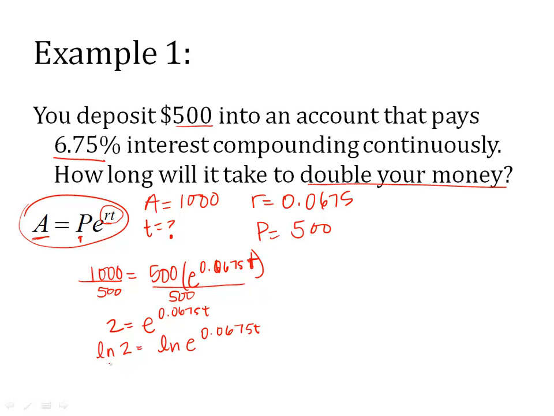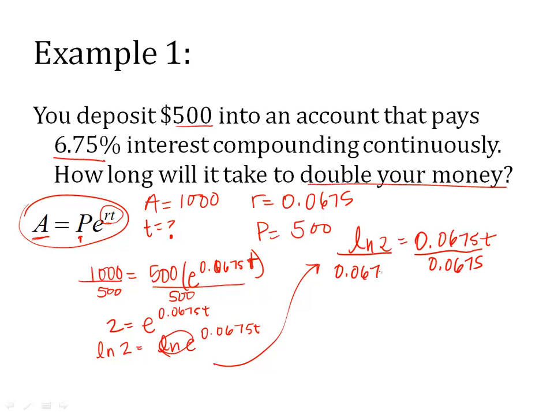So the natural log of 2 stays put. I'm just going to scooch it over here. The natural log of 2 equals, the natural log of e is just 1, so the power drops down. And I can solve this now for t. I simply need to divide by 0.0675, and that'll tell me what t is. Once I put that in my calculator, the natural log of 2 divided by this decimal, I get 10.269, and so on.